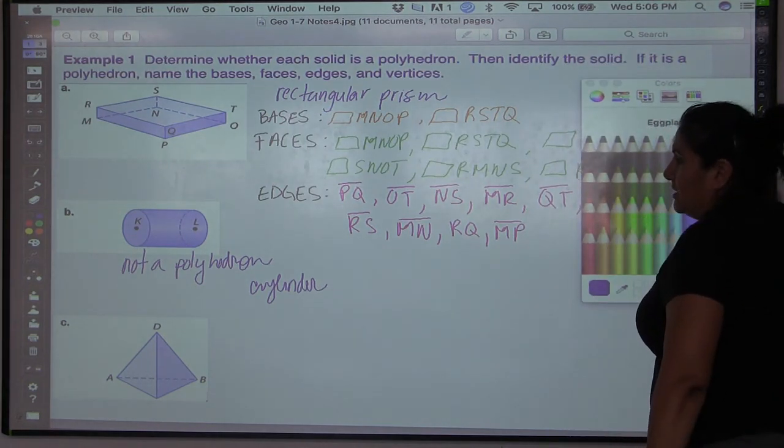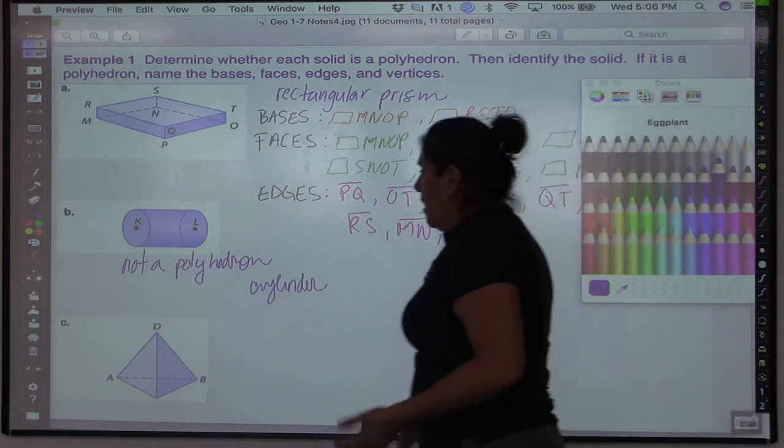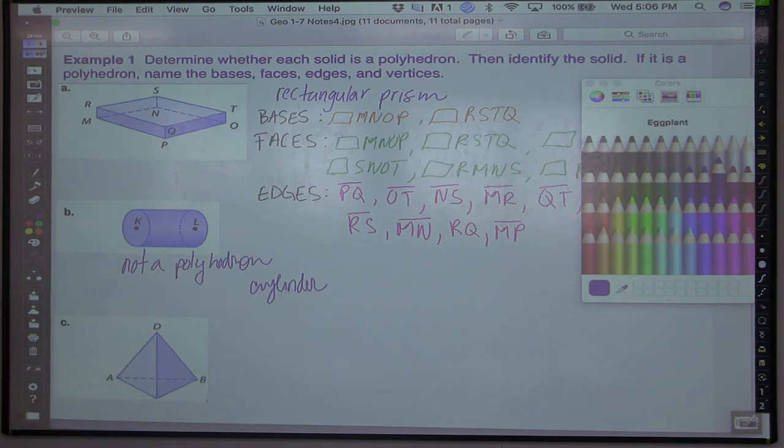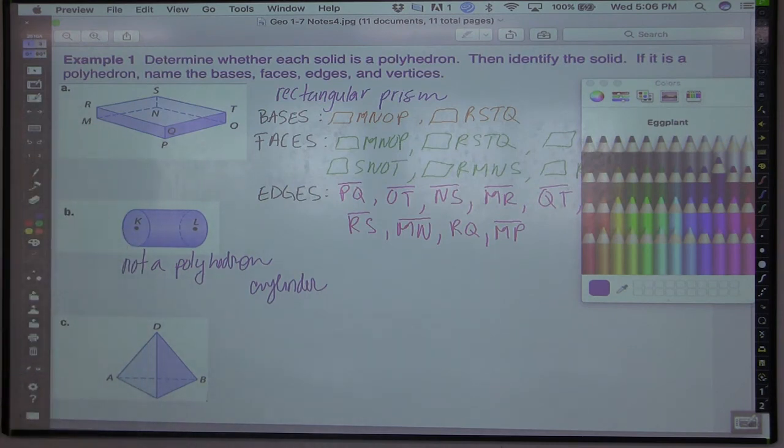Okay, so now we're going to go to part C and do the same thing. So now we're looking at this little guy, and we're trying to determine whether it's a polyhedron or not. All flat surfaces. The bases are all triangles, looks like. But what we don't see is two parallel faces. So in this case, it is a polyhedron, but it's not going to be a prism like part A. It's going to be a pyramid.